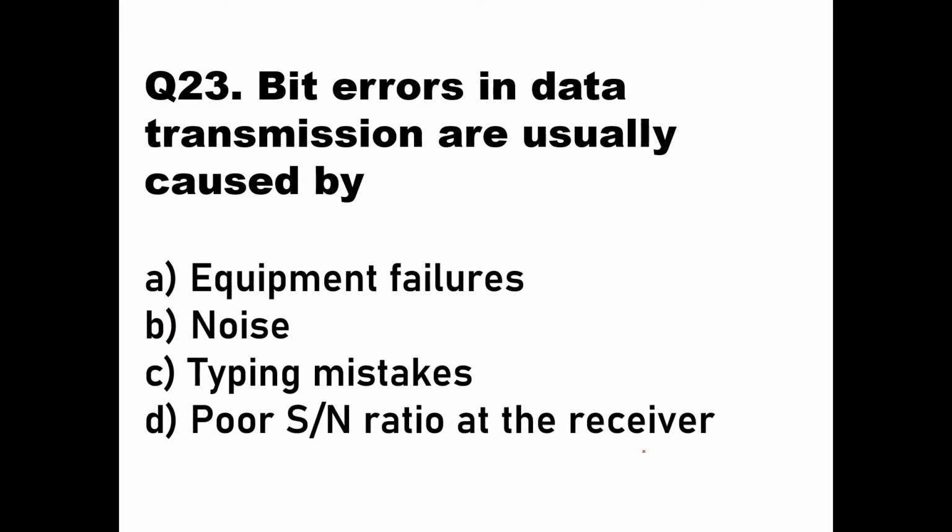Question number 23. Bit errors in data transmission are usually caused by. In data transmission, a bit error means a bit 1 can become 0 or 0 can become 1. A wrong bit is recovered at the receiver, and that is mostly caused by noise. It is not mostly caused by equipment failures or typing mistakes or a worse signal to noise ratio at the receiver. It mostly happens because of noise. So option B will be correct. Bit errors in data transmission are usually caused by noise. Then we'll go to the next question.